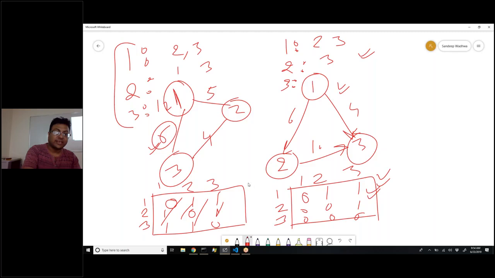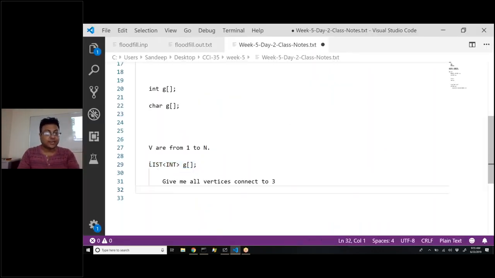But what if we want to store weights also in this? What if we want to store weights as well? So basically from 1 to 2, we want to say they are connected, and we also want to say they have a weight of 5. So what exactly we do now is this list of int that we were storing, we make it a little complex.